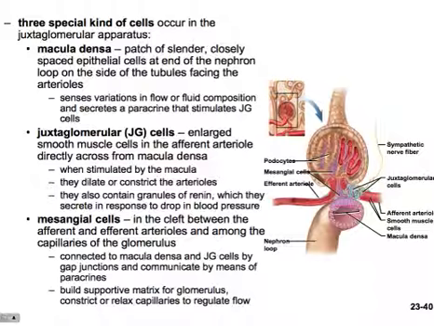The mesangial cells are in a cleft between the afferent and efferent arterioles right here, as well as among the capillaries of the glomerulus. They're connected to the macula densa and the juxtaglomerular cells by means of gap junctions, and they also communicate by means of paracrine secretions. It's thought that they're involved in constricting and relaxing the capillaries to regulate the flow through the glomerulus.